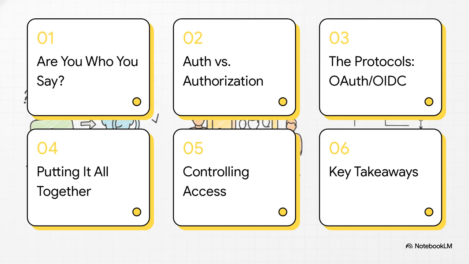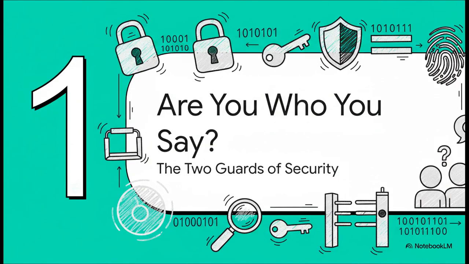So here's what we're going to cover. First, we'll nail down those definitions. Then we'll put authentication and authorization head to head. We'll look at the tech that makes it all work, stuff like OAuth and OIDC. We'll see how it's used in the real world. And finally, we'll check out a couple of different ways systems actually decide who gets to do what. Okay, so let's dive right in and get our definitions straight.